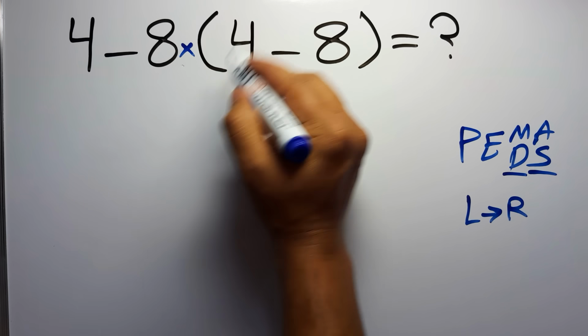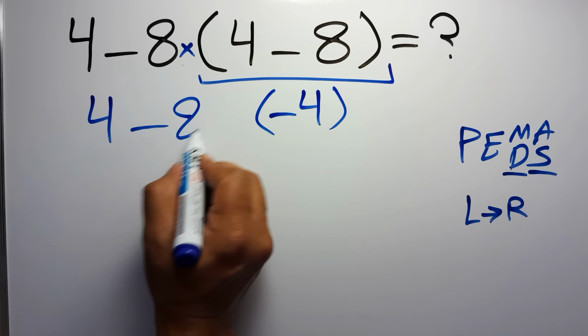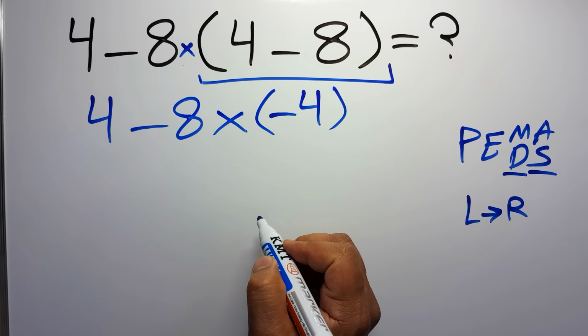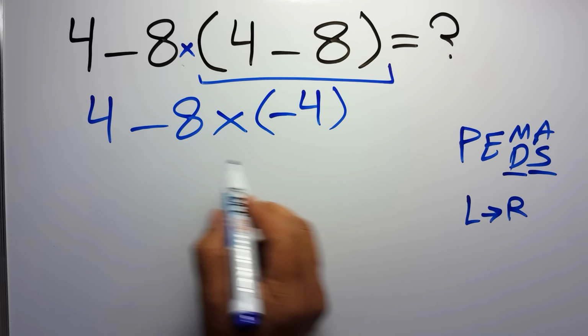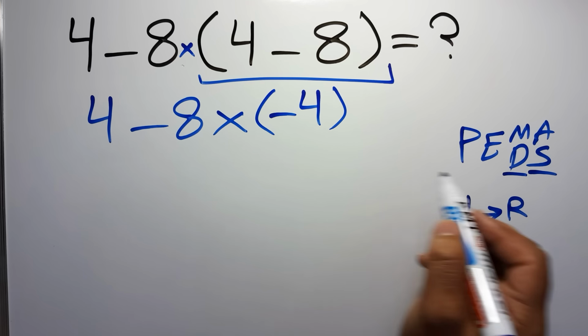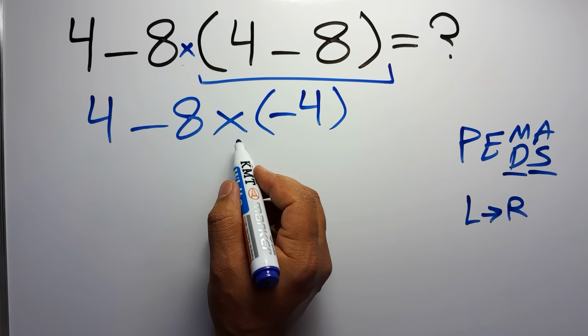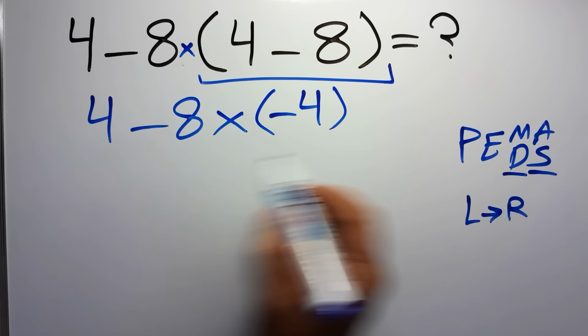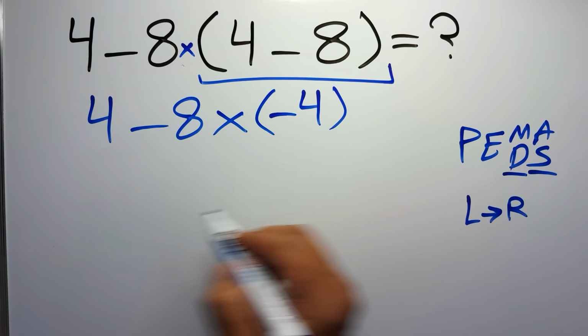So first we have to do this parentheses. Inside this parentheses we have 4 minus 8, which equals negative 4. So we have 4 minus 8 then times negative 4. Now in this expression we have one subtraction and one multiplication. According to PEMDAS, multiplication has higher priority than subtraction because multiplication comes before subtraction.